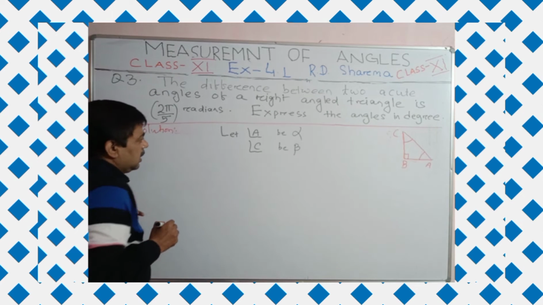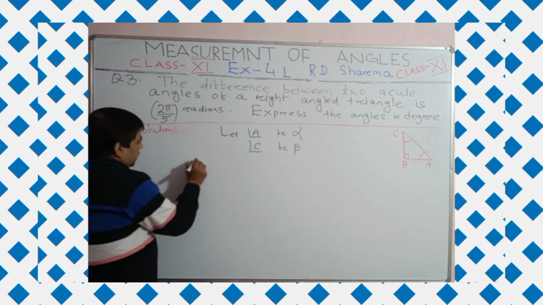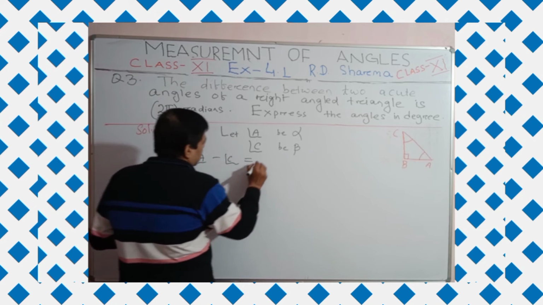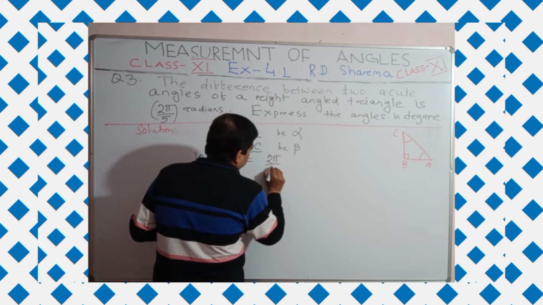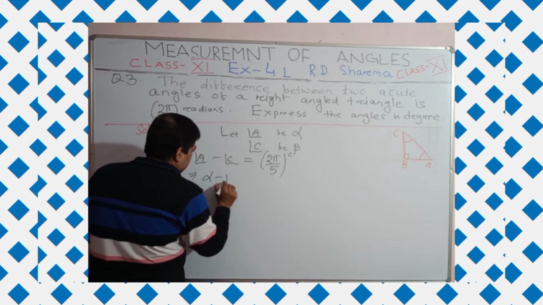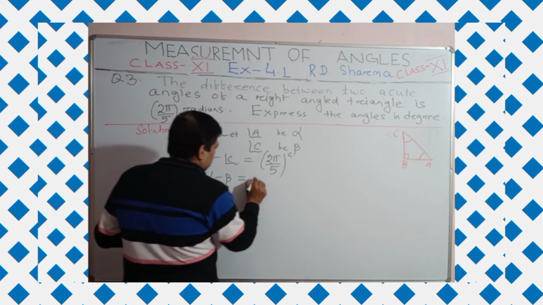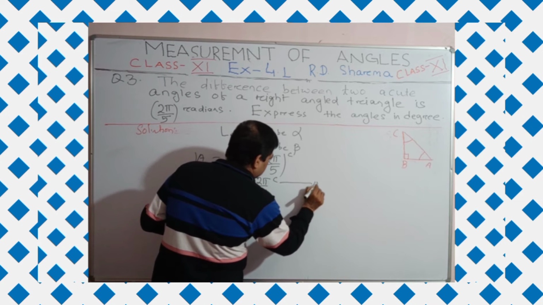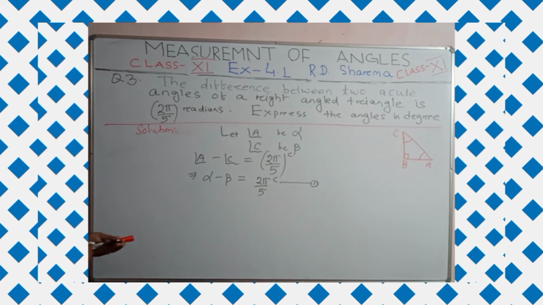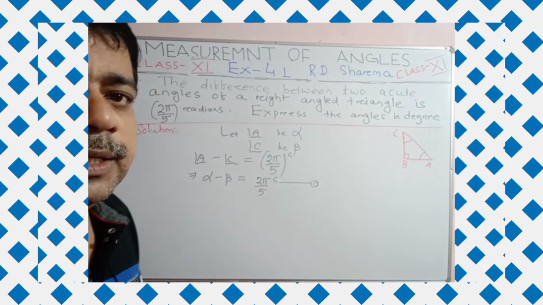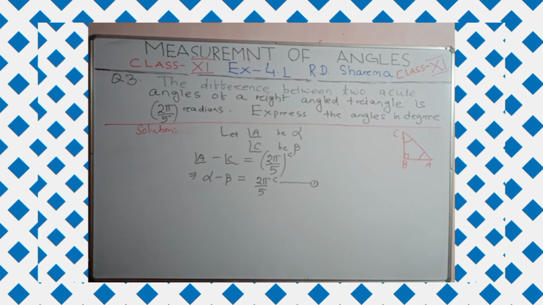Here alpha and beta, and it is given that the difference between angle A minus angle C is given in radian, which is 2 pi upon 5 radian. That implies alpha minus beta is equal to 2 pi upon 5 radian. This is the first point given. The difference between the two acute angles, alpha minus beta, is 2 pi by 5 radian.